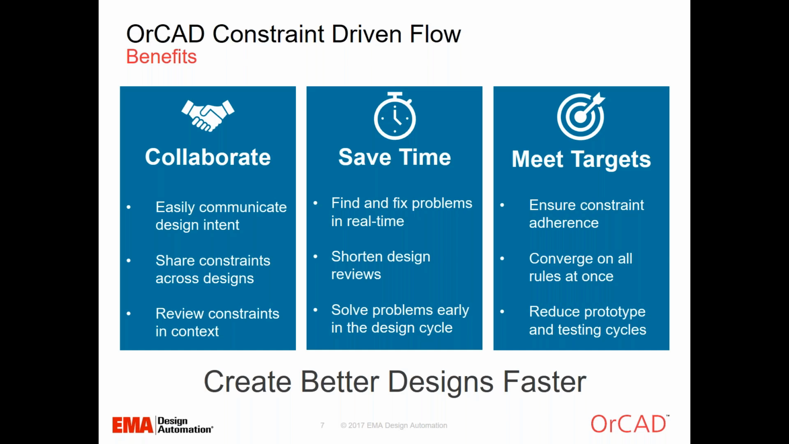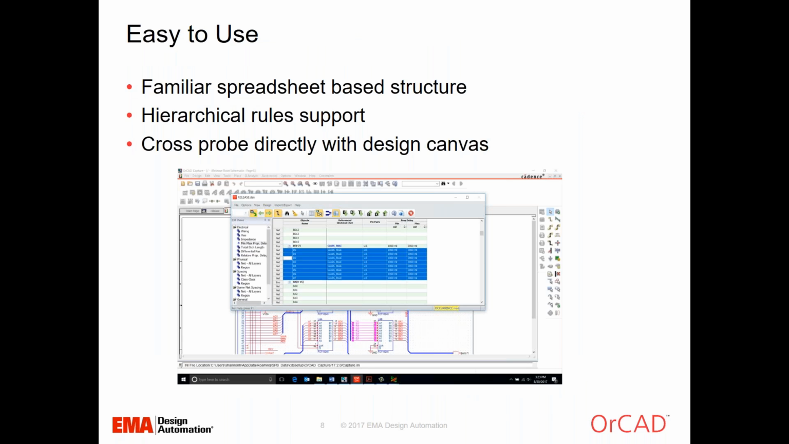And what are the benefits of using CM for OrCAD? CM for OrCAD allows for seamless communication between the engineer and the layout designer. It allows for the reuse of constraints from design to design by way of technology and constraint files. Using CM for OrCAD saves time by finding and fixing potential problems early in the design cycle. This eliminates the need for multiple design reviews, so it will shorten the overall design process. All of this will allow the engineering teams to reduce the number of prototypes needed and therefore more easily meet their project completion target dates.